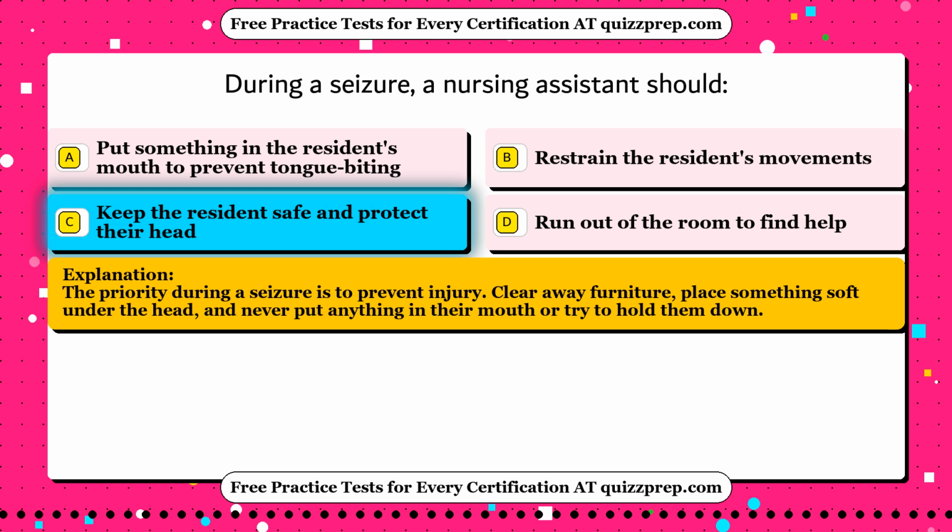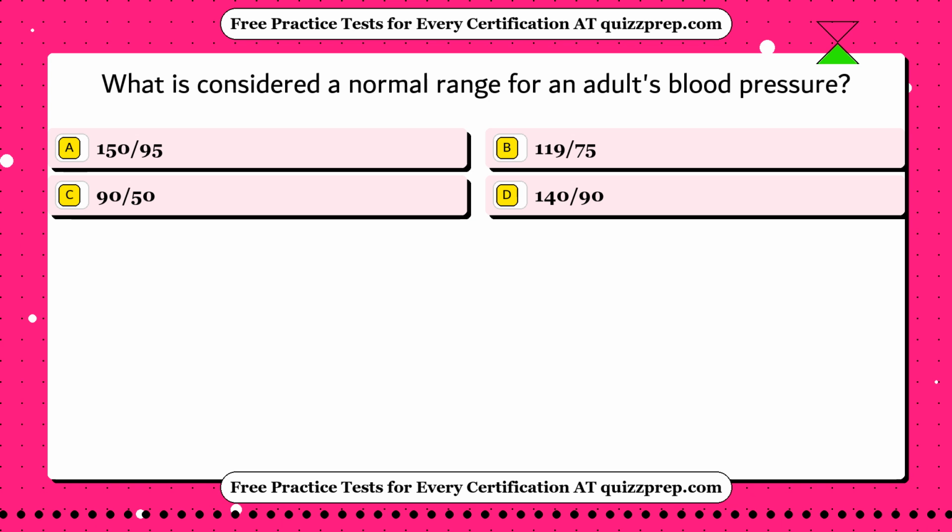Question 68. What is considered a normal range for an adult's blood pressure? Option A, 150/95. Option B, 119/75. Option C, 90/50. Option D, 140/90.